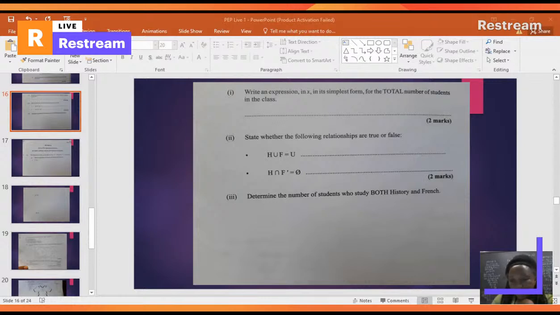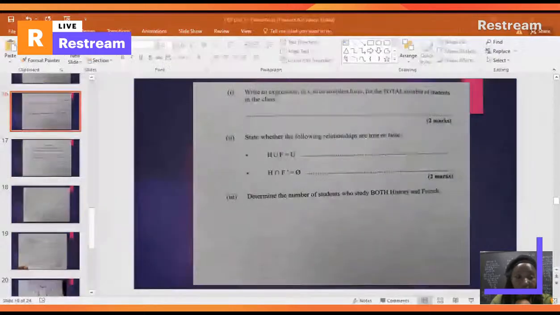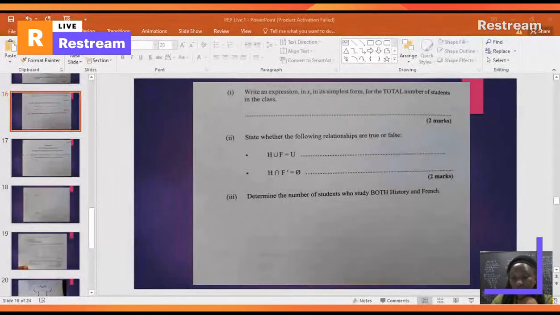And the third part says, determine the number of students who study both history and French. So that's what they want, the intersection, which is X. Since we had already determined that the expression for the total number is 37 minus X, that's what we did in part I, and there are 30 students in the class, 37 minus X is equal to 30. Therefore, X must be 7. So the number in the intersection is 7.